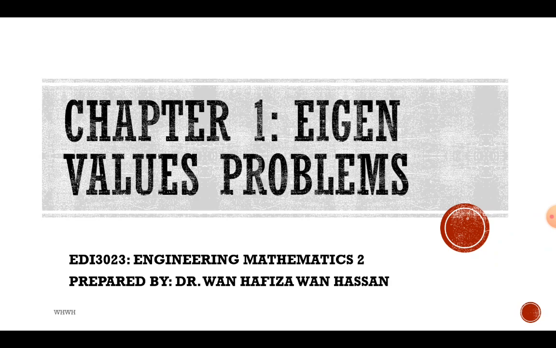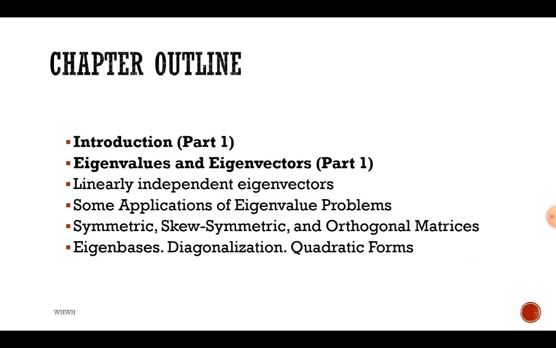Okay, so today is our very first asynchronous lecture, our first lecture as well for this course, Engineering Maths 2, EDI3023. We're going to begin our chapter 1 topic, eigenvalue problems. For your information, and I'm sure all of you are aware, I have uploaded 2 parts of notes for this chapter, part 1 and part 2, at your e-learn. For today, we are going to start first with part 1. Part 1 covers the introduction to eigenvalue problems and eigenvalues and eigenvectors.